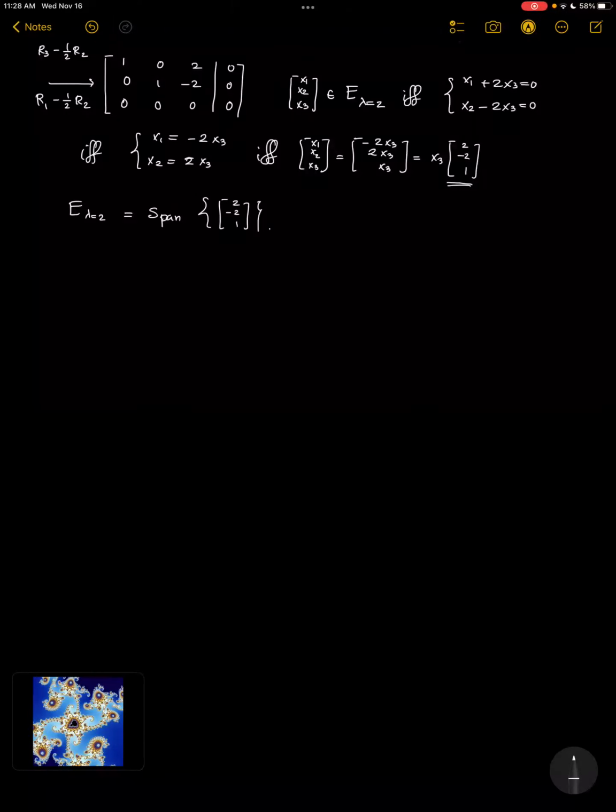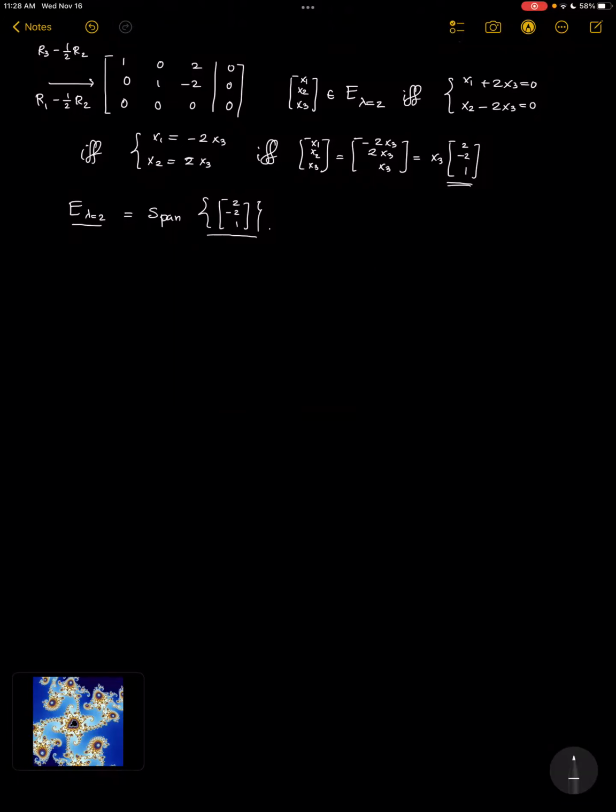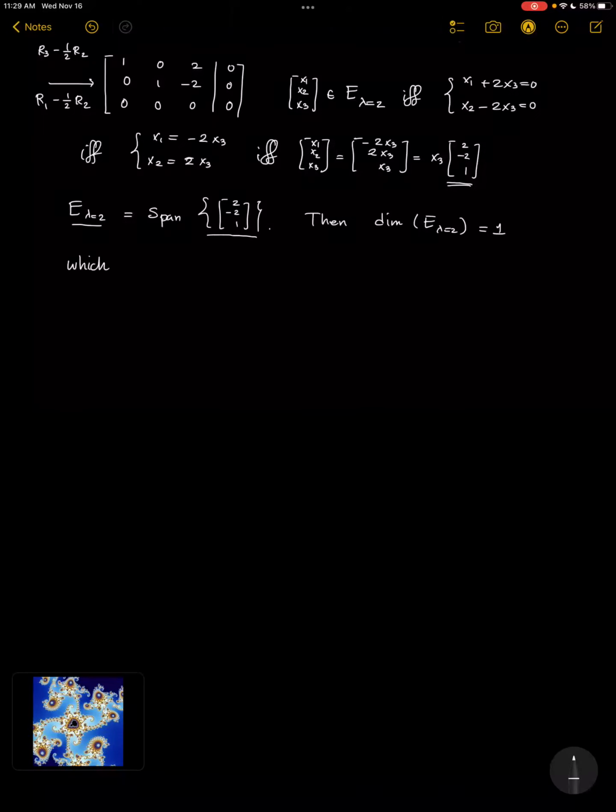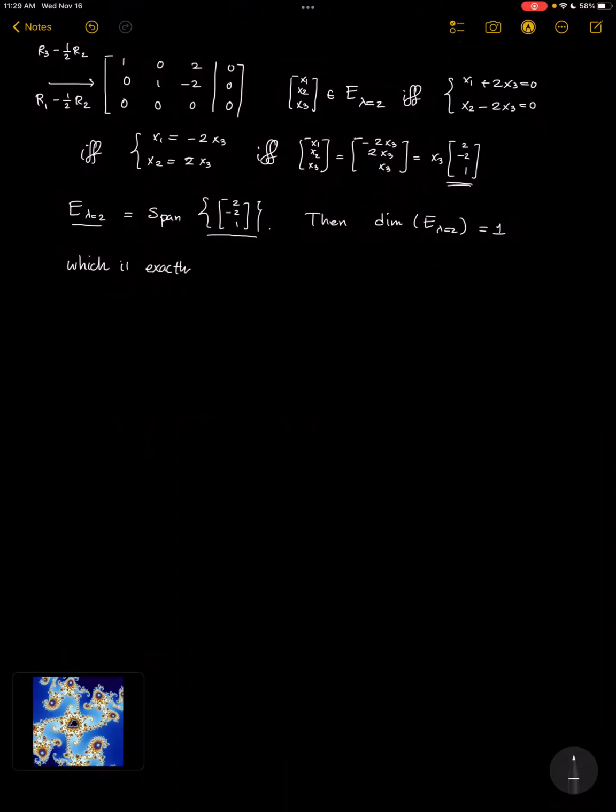What can we say from here? Well, since this forms a basis for the eigenspace based on the manipulation that we followed and the type of reduction that we performed, it says that the dimension of the eigenspace associated with 2, which is the geometric multiplicity of this eigenvalue, is 1, which is exactly the algebraic multiplicity of the eigenvalue.